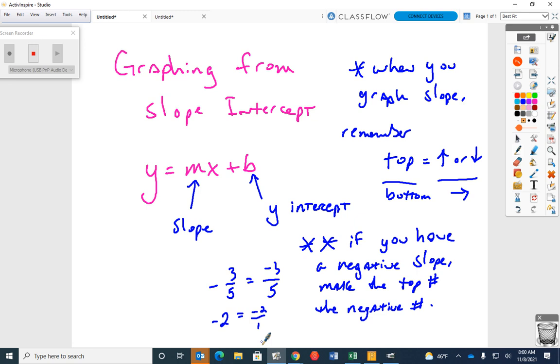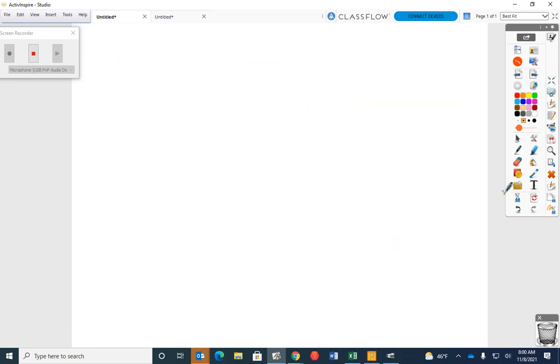Are we good? Okay. So let's say I am told to graph the equation y equals negative 3/5 x minus 1.